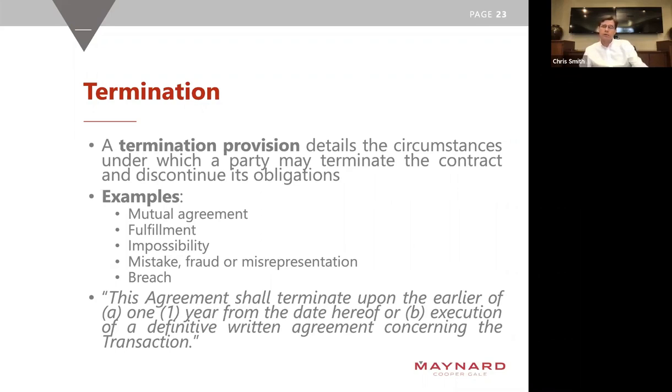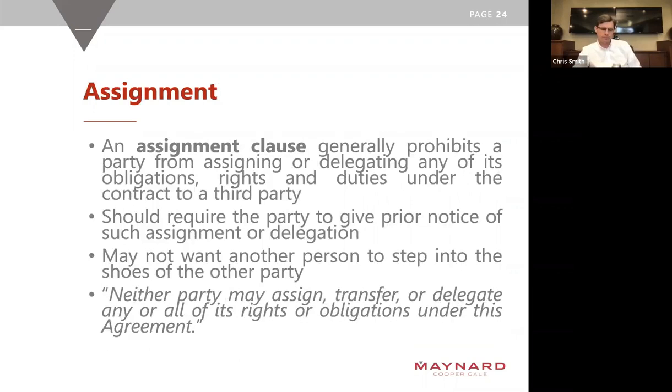If there's a breach, are there cure rights, days that the other party can come in and try to fix those issues? And again, a sample provision here at the bottom. This agreement shall terminate upon the earlier of 1 year from the effective date, or execution of a definitive written agreement regarding a transaction. So this is obviously taken from a memorandum of understanding or a letter of intent or some other type of initial document that's meant to set the stage for a more robust document down the road. But again, just knowing what your termination rights are there.